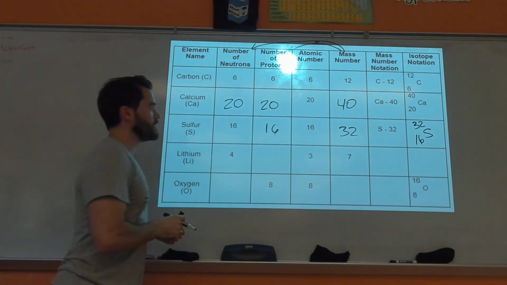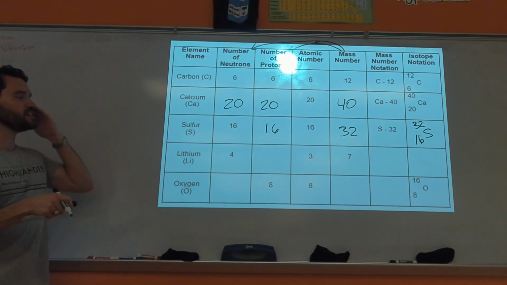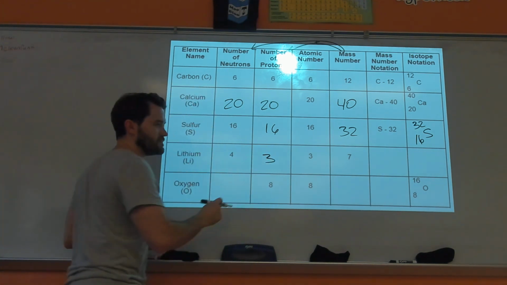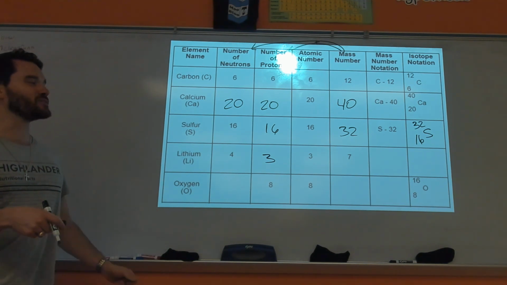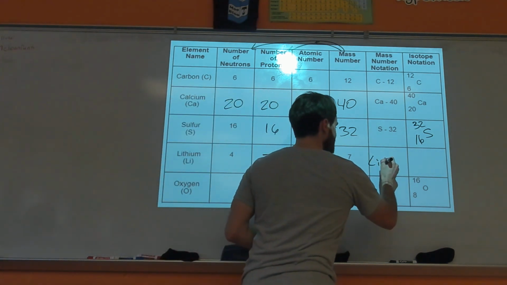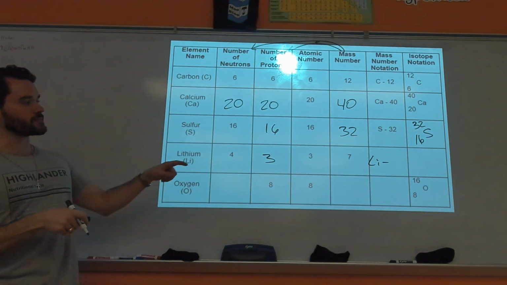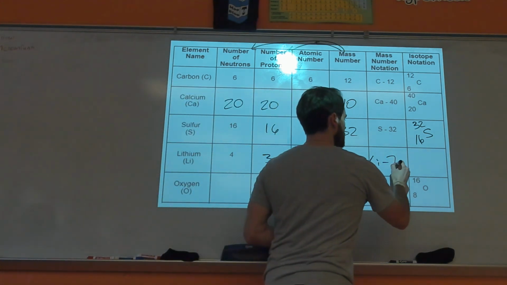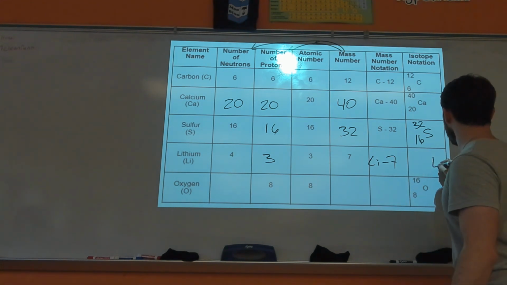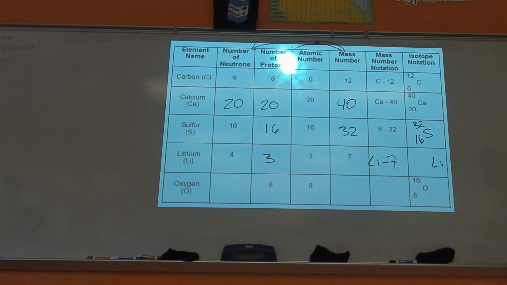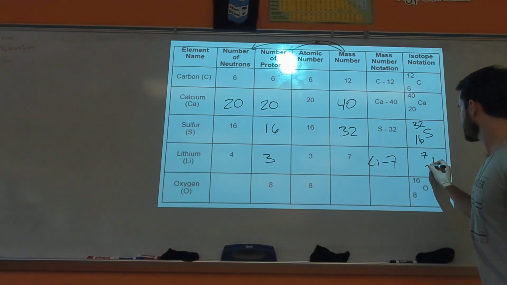Okay? And then for lithium, atomic number is 3. So number of protons is 3. All right? Then mass number notation, right? Li dash, then put the mass number. So mass number is 7, put a 7 there. And then for isotope notation, remember isotope, same element, different numbers of neutrons. So here, Li. Mass goes top left, so Li 7. And then 3 is going to go in the bottom left.